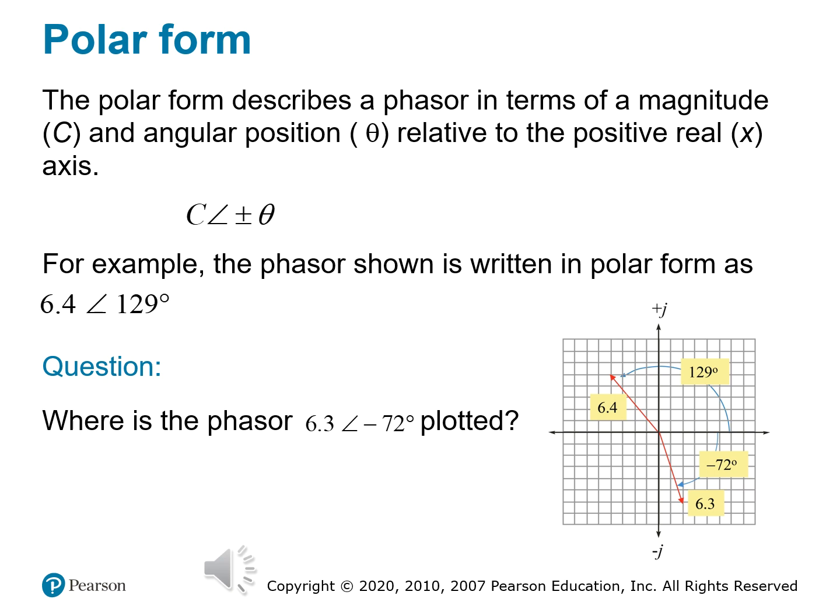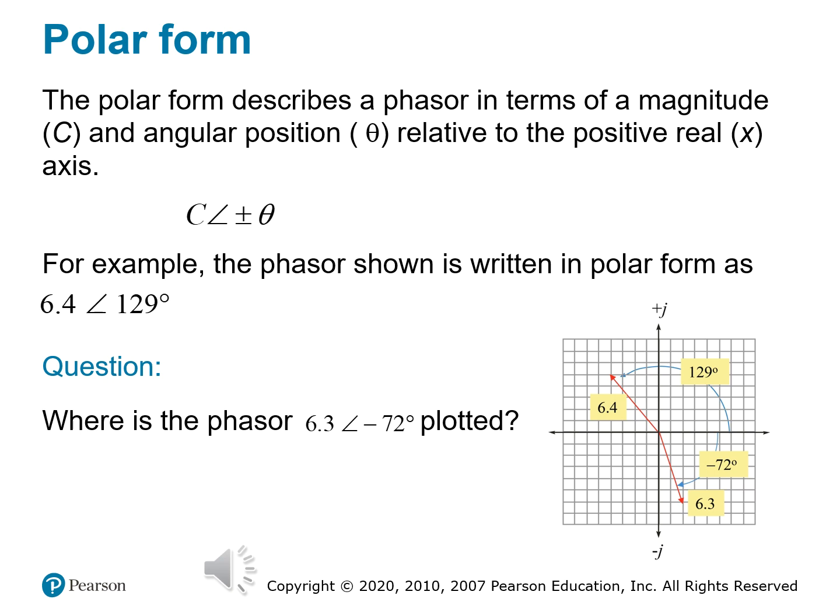So let's look at the example from the slide. Take the phasor 6.4 at an angle of 129 degrees. What does this mean, right? It means that you start at the origin, you move out 6.4 units, and you rotate 129 degrees counterclockwise from the positive real axis. You'll land solidly in the second quadrant where the red arrow points.